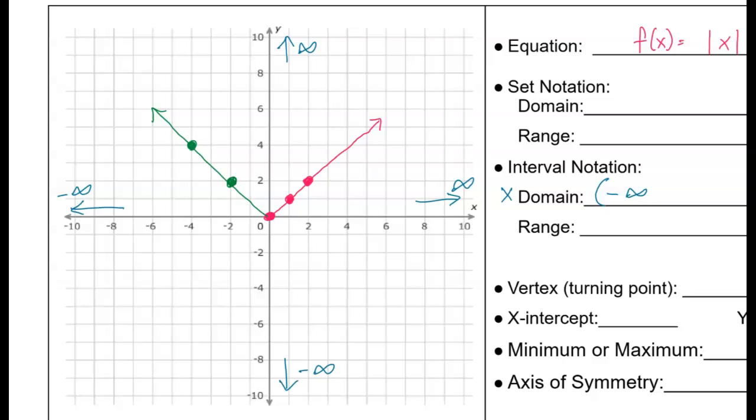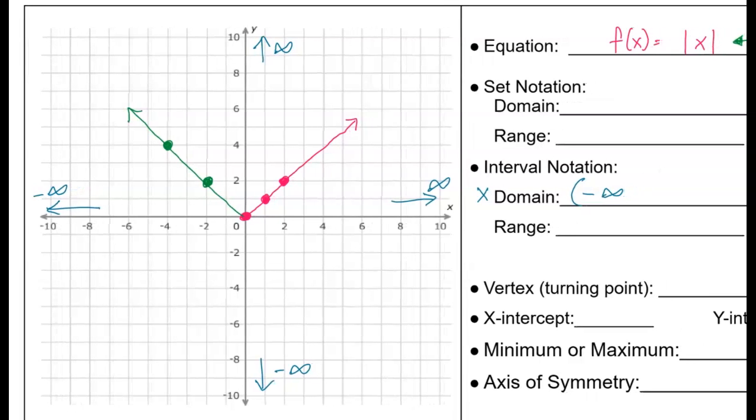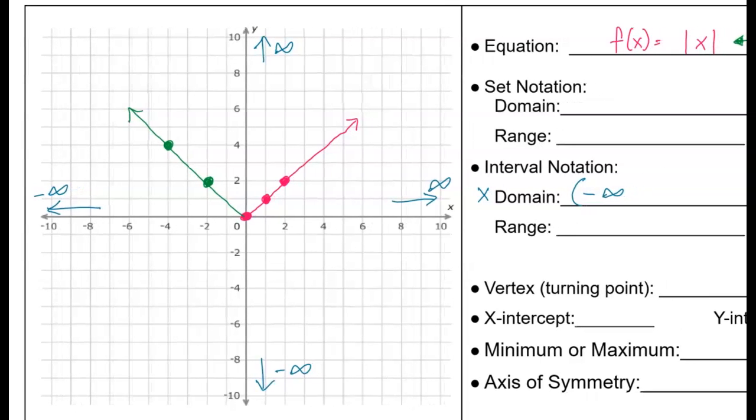And then what always goes next to infinity symbols? A parenthesis. Good, because we can never equal infinity. Then what's our max x value? Positive infinity. And what goes next to that infinity? Parenthesis, because we can never be infinity.